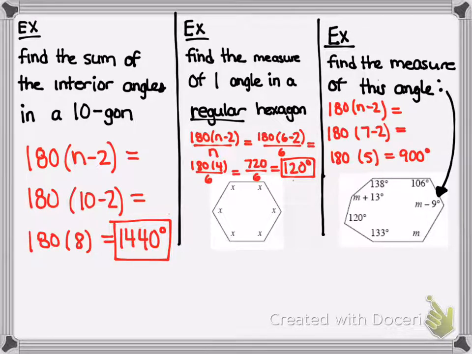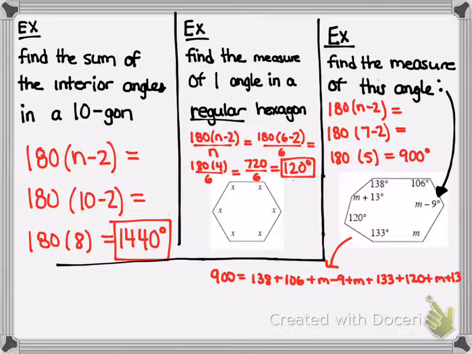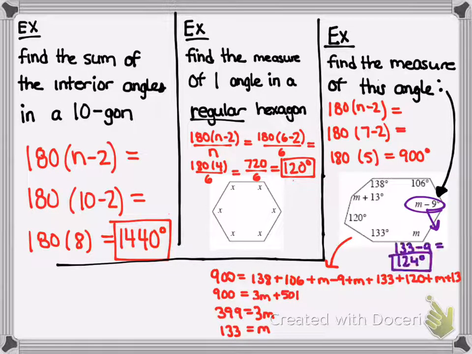So think about what it means for the sum of the angles to be 900 degrees. It literally means that we are going to add all of those angles and set it equal to 900 degrees. I'll simplify, solve for m, and then go back to take a look at the angle that I found. So the angle that we want to find, m minus 9, will just be 133 minus 9, or 124 degrees.